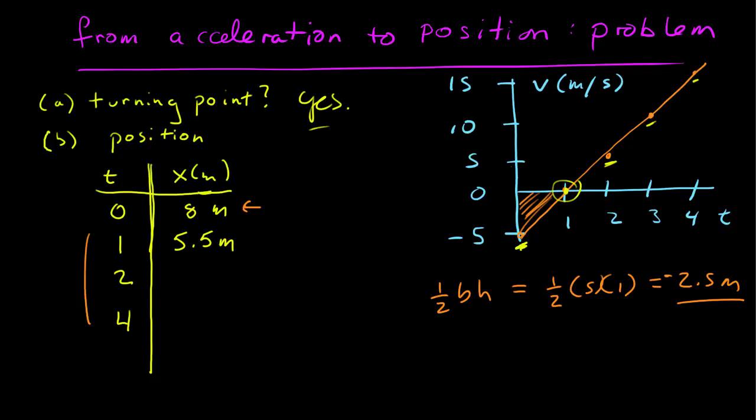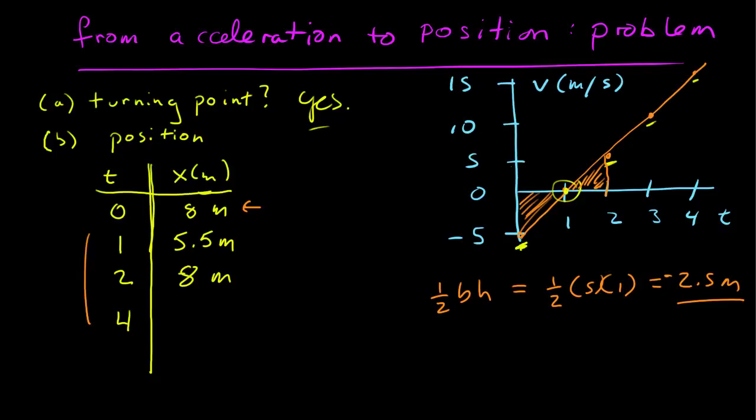So what is the position at t equals 2? Well, the change in position from 1 to 2 is going to be the area under the curve between t equals 1 and 2 seconds. Well, that triangle is the same size as the triangle before. It has an area of 2.5 meters, but it's positive, so the change in position is a positive 2.5 meters, and so it ends up back where it started. At 2 seconds, it's at 8 meters.